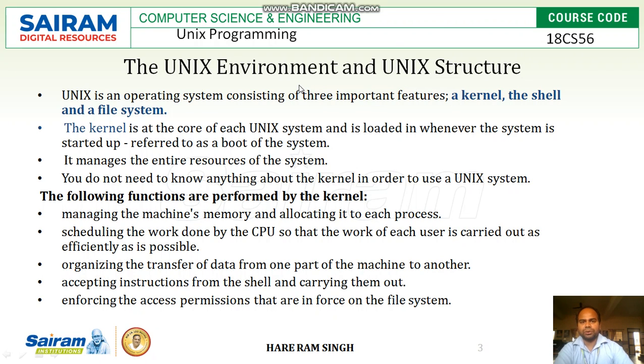Unix environment means how Unix will be set up. What all things will be there in the Unix operating system? What all things is it surrounded with? As we know, Unix is an operating system, and it carries three important parts: the kernel, the shell and the file system. A kernel, a shell and a file system.